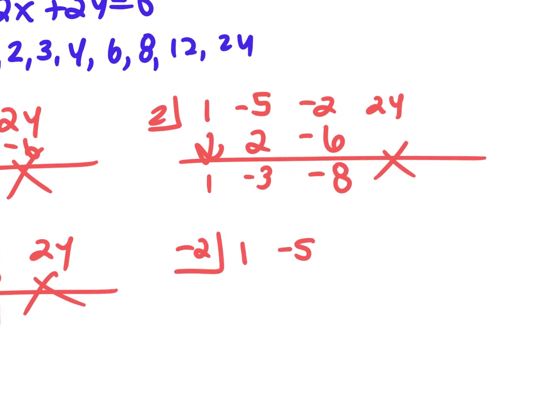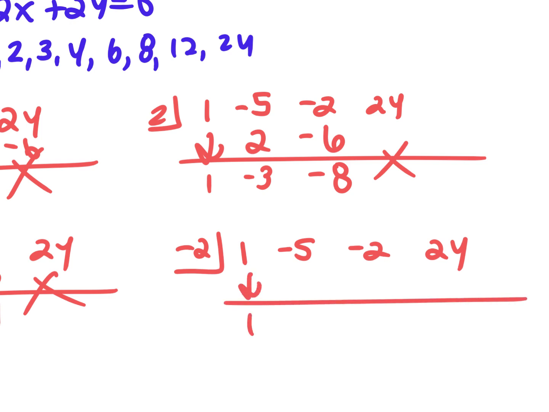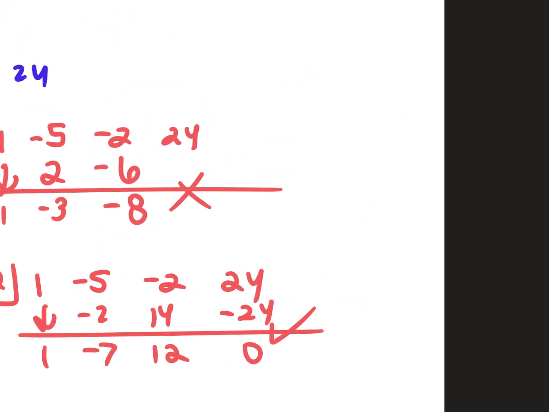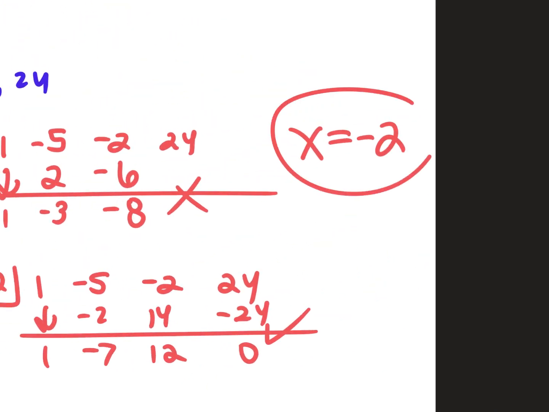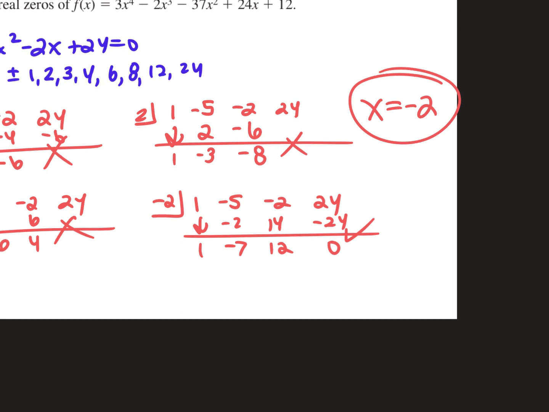1, -5, -2, 24. Bring down your 1. What's 1 times -2? What's -5 and -2? What's -7 and -2? 14. Positive. -2 and 14, 12 times -2. Woo! What do we find out here? What's one of my solutions? X equals -2. We found one of our solutions to be x equals -2. How many solutions are still left to find? 2. Because at the beginning we had x to the third. So I have 2 more solutions to find.